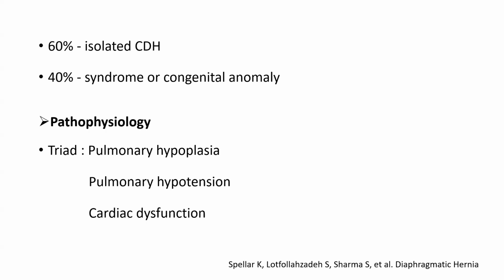Congenital diaphragmatic hernia results in a pathophysiologic triad of pulmonary hypertension, pulmonary hypoplasia and cardiac dysfunction. This pulmonary hypoplasia results in a limited surface area for adequate gas exchange, which further results in underdevelopment of the pulmonary vasculature that impedes blood flow through the pulmonary circulation, which causes pulmonary hypertension, because abdominal contents are filling that side of the chest.